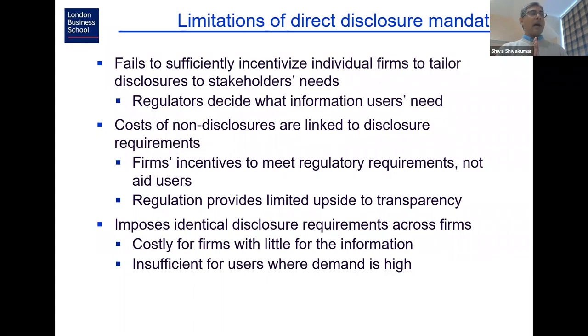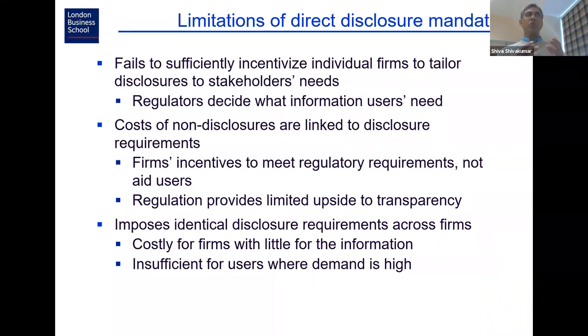And lastly, yet another problem with the disclosures is the fact that the disclosures cannot distinguish between how much information is needed for certain firms versus how much information is needed for certain types of investors, etc. It just gives the same requirement across all the firms. So what this means is, if there are certain companies where there is greater need for information, then the mandate is going to probably not meet the need of that information from those firms.